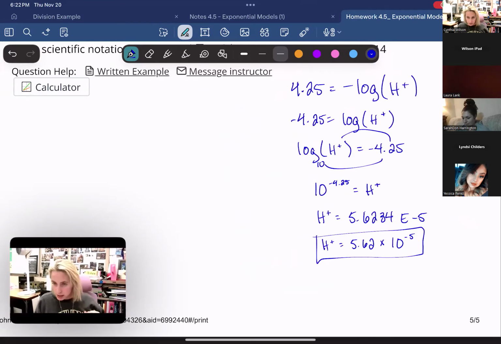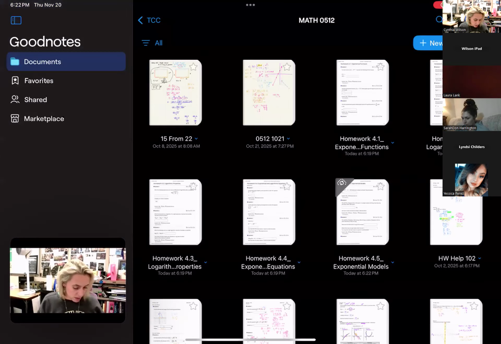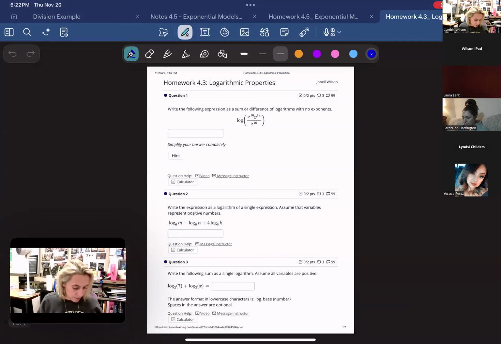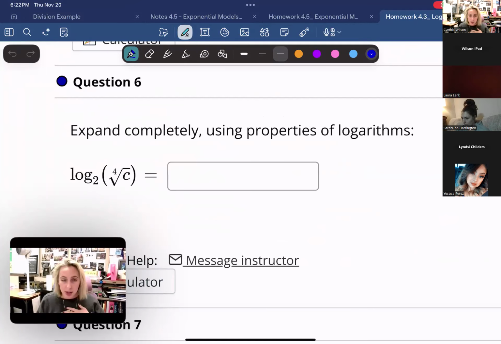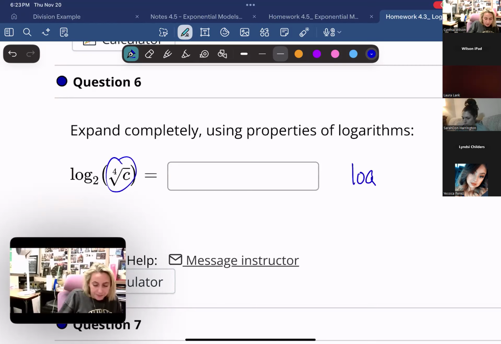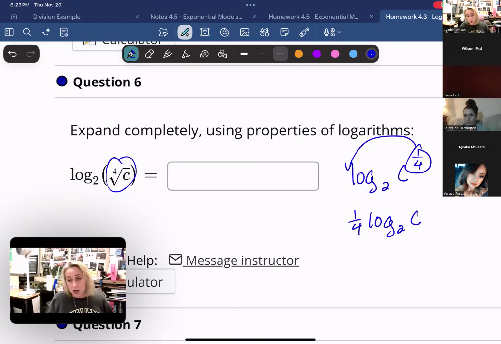Okay, so Laura's asking 4.3, number 6. All right, so remember, mine might look a little different than yours, but this is the same general idea. So this fourth root of C, you're going to rewrite that as an exponent. When you're taking the fourth root, it is an exponent of 1/4. So when you expand this, they want you to take that 1/4 and move it to the front. That's all you can do on that one.